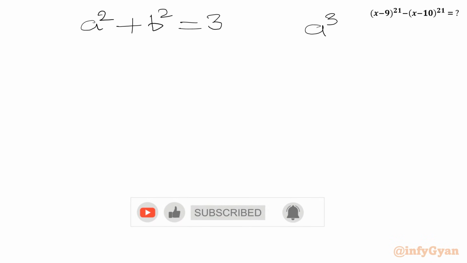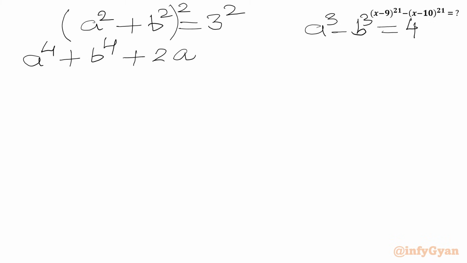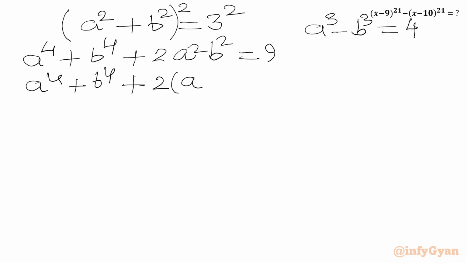And we will write here a cube minus b cube equal to 4. Now we will square both sides. Using the formula, we will get a power 4 plus b power 4 plus 2 times a square b square equal to 9, which we will write as a power 4 plus b power 4 plus 2 times (ab) whole square equal to 9.